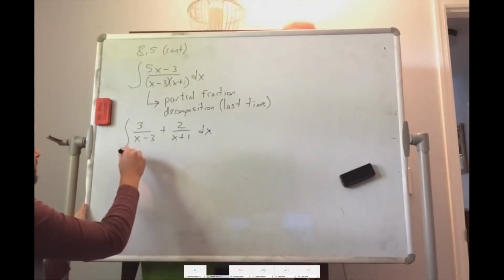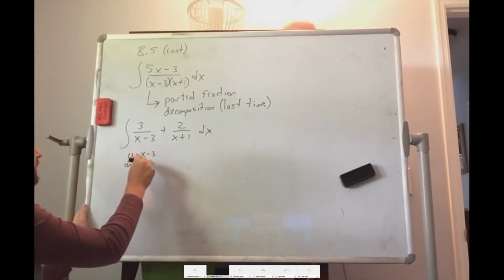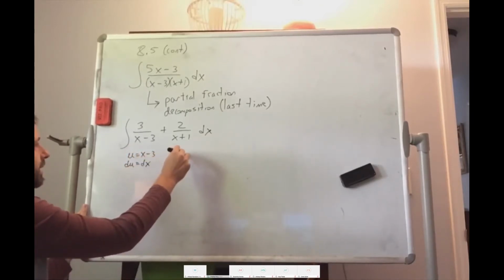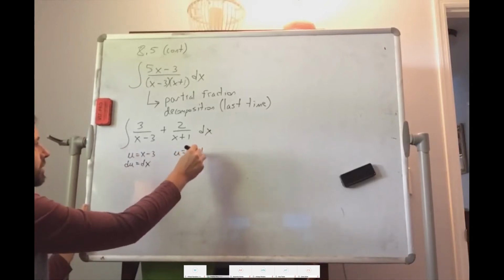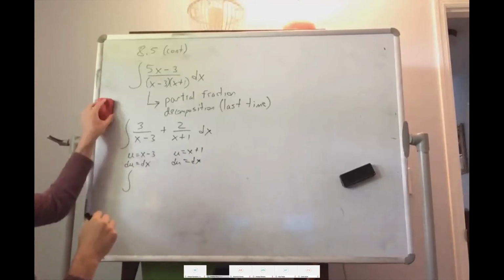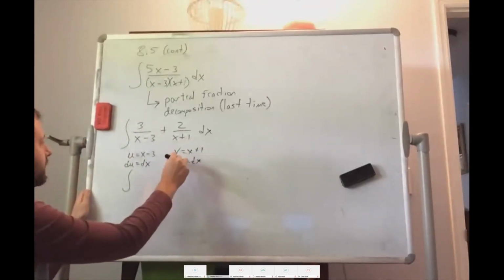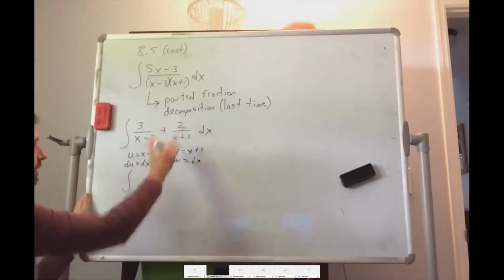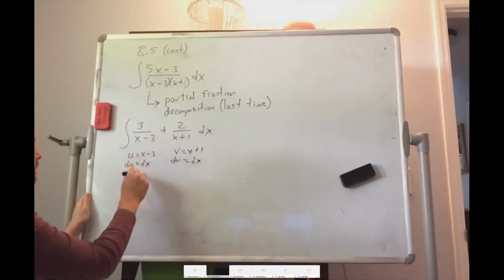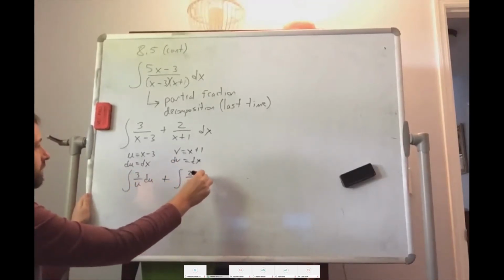So if I made u on the first one x minus 3, my du would be dx. And the same thing on the second one: if I made u equal to x plus 1, my du would be dx again. So I guess I shouldn't use u twice in the same problem, so let's just call this v and dv, just a different letter. There are two different integrals here, so this one would be 3 over u du, and this one would be 2 over v dv.